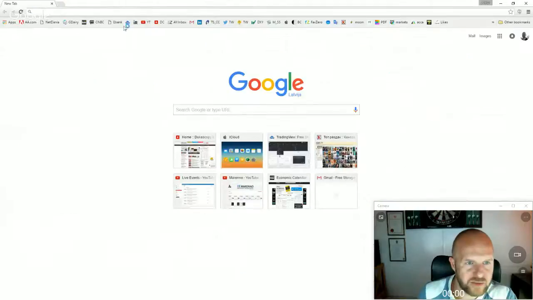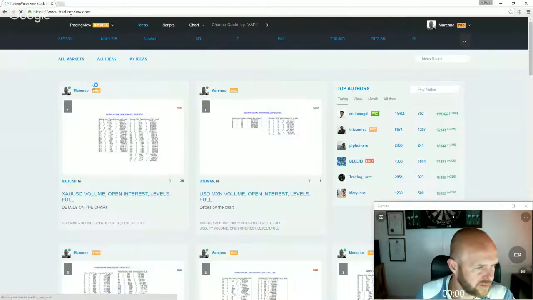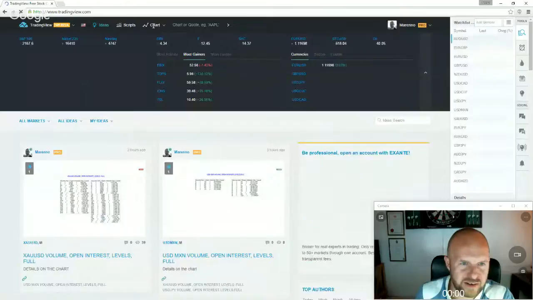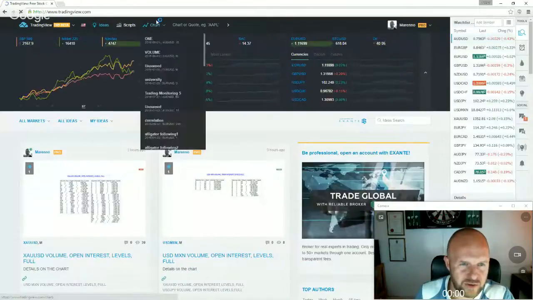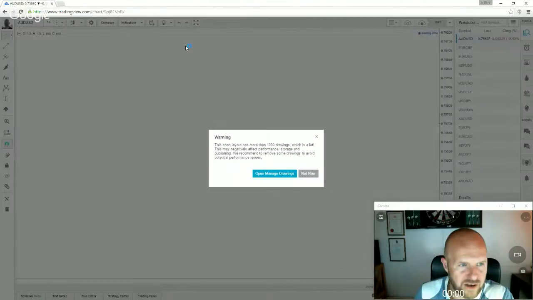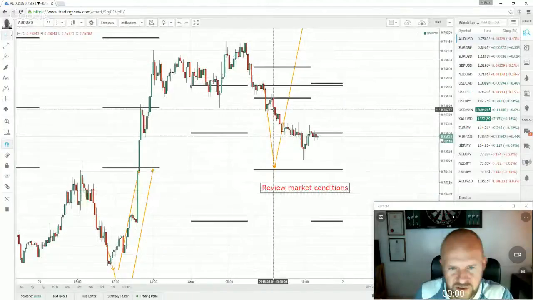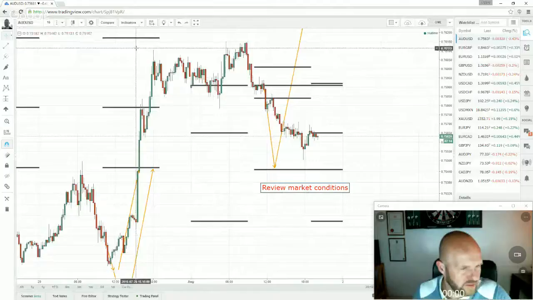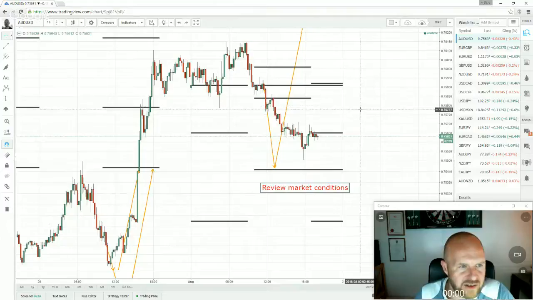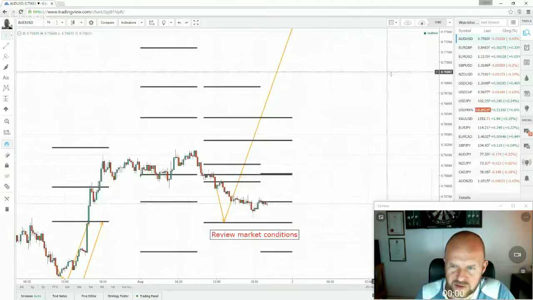Okay, so let me switch to my analysis platform where I'm looking at the charts basically. I have lots of computers, lots of monitors, and have decided to use TradingView as a platform for my analysis, because I can get to see the charts almost anywhere, so that's good.